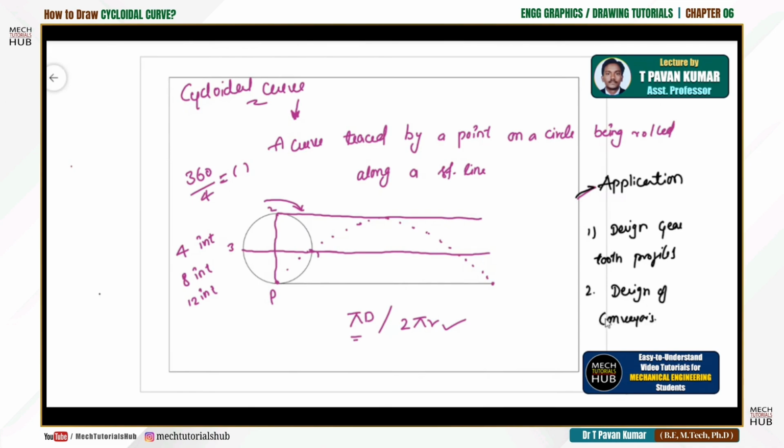Conveyor is nothing but, you might have heard about conveyor belts, which transfer the material from one point to the next. Maybe in a casting process, in a foundry shop, conveyors are used to move the mold boxes. That in depth I'm not going to discuss now.